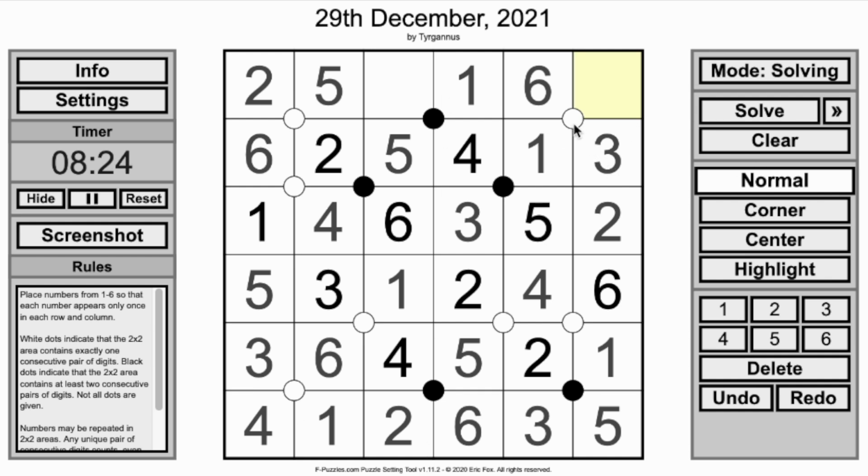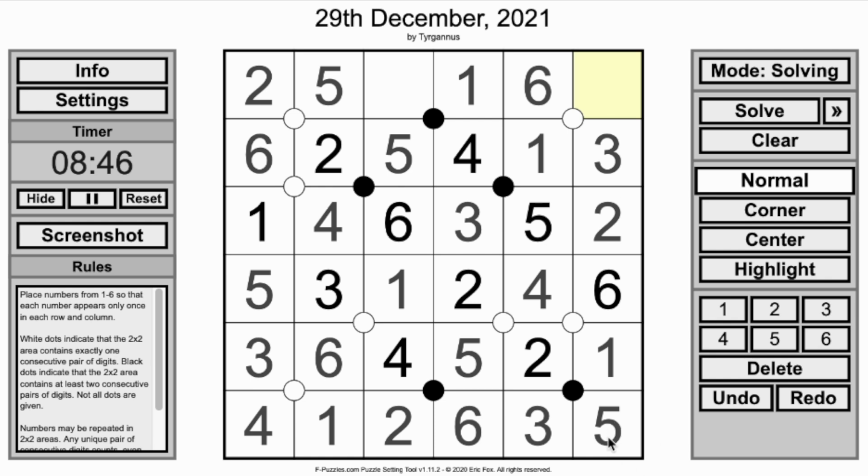We could also look at the white dot and see what could this be to make the white dot happy. 1, 3, and 6 wouldn't give us any pairs at all. So we need one of the new digits. A 2 is a problem because it gives us a 1, 2, and a 2, 3. So this is a 4 or a 5 just from that. And so that's one way we could have narrowed this down.